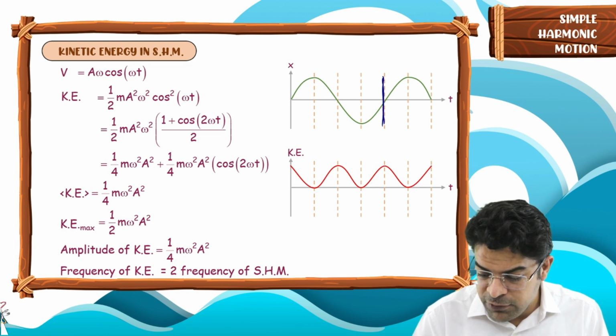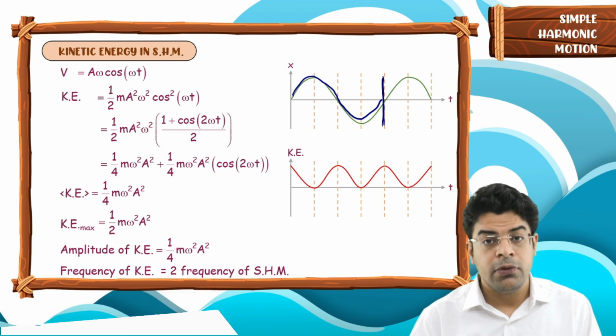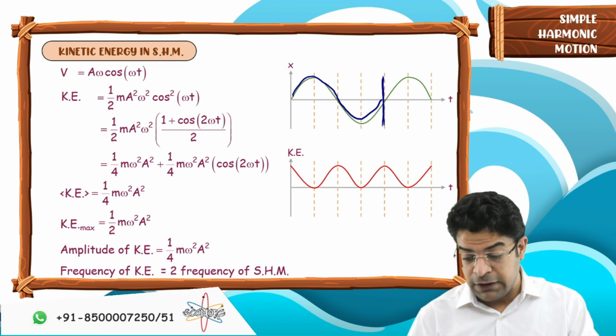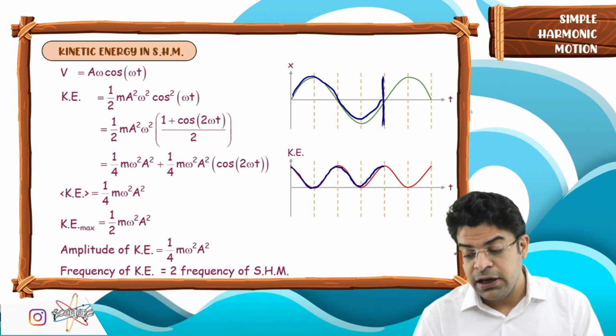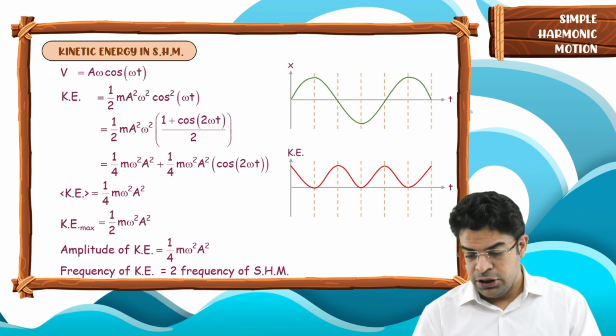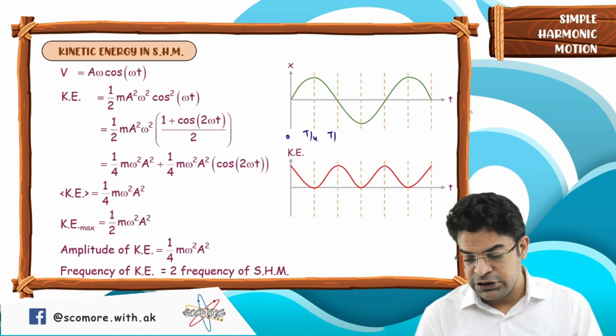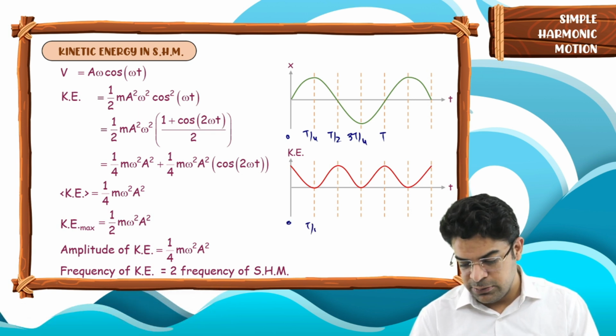By the time one cycle of displacement gets completed, 2 cycles of kinetic energy get completed. It has followed itself, it has copied itself twice. See, if somebody asks you, this is 0, this is T by 4, this is T by 2, this is 3T by 4, and this is T. On the kinetic energy, this is 0, this is T by 4, this is T by 2, this is 3T by 4, this is T.